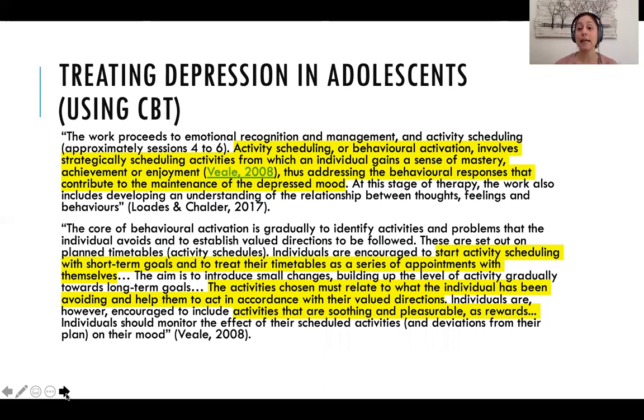hopelessness, hypersomnia, and isolation. So doing a search of the literature, I found an article by Lodes and Chalder that focuses on CBT for adolescents who have depression. And the first paragraph that you see here is a direct quotation from their work. They're encouraging the use of activity scheduling, which is basically what it sounds like, scheduling activities to help the client feel mastery, achievement, or enjoyment, and to reduce behavioral responses that are going to contribute to depression.